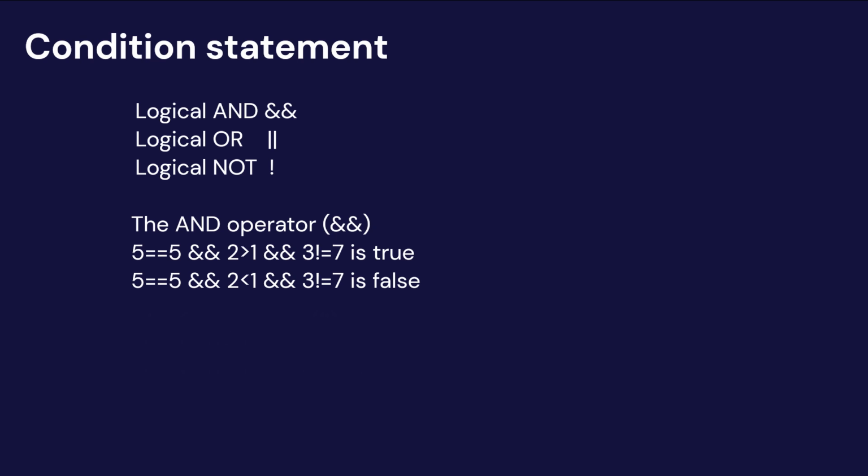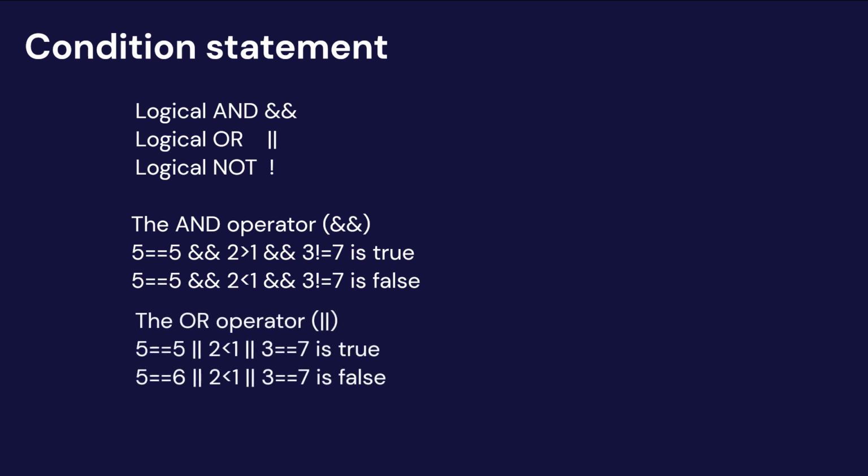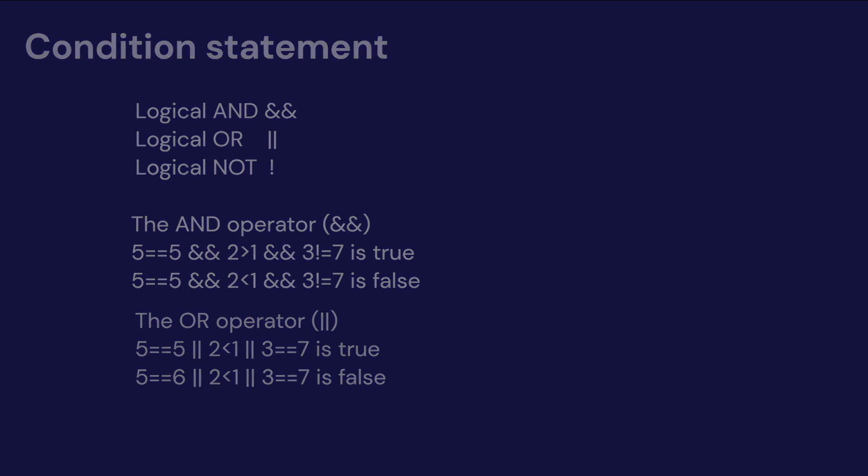The OR operator. Returns true if at least one condition is met. 5 equals 5 or 2 less than 1 or 3 equals 7 is true as the first condition, 5 equals 5, is true. 5 equals 6 or 2 less than 1 or 3 equals 7 is false as all conditions are false. Now that we are familiar with condition statements, let us proceed to learn how we can use these statements to control the flow of a program.